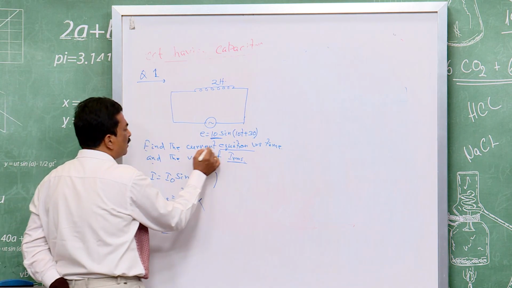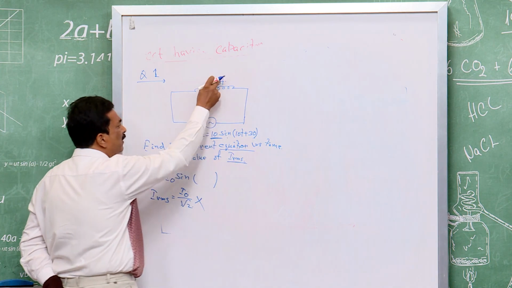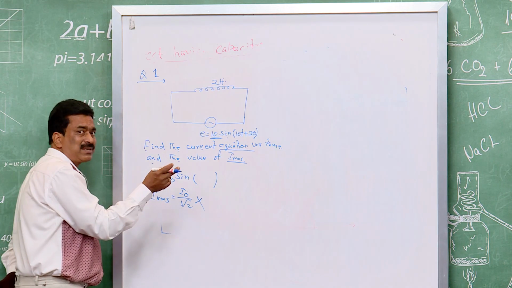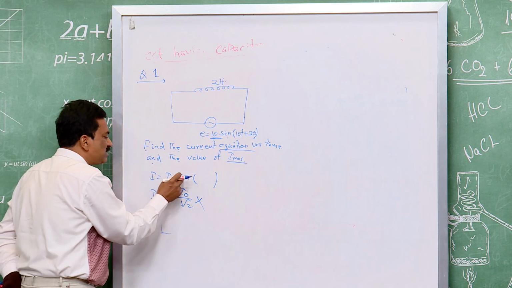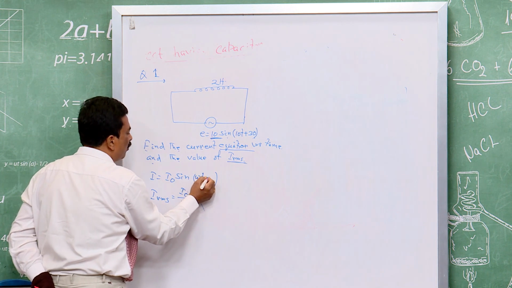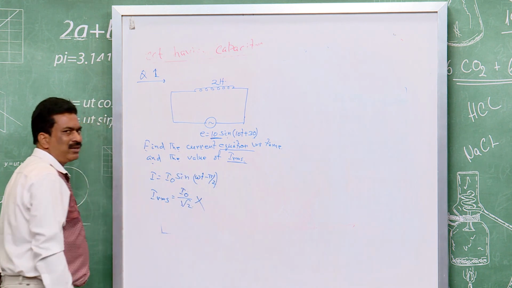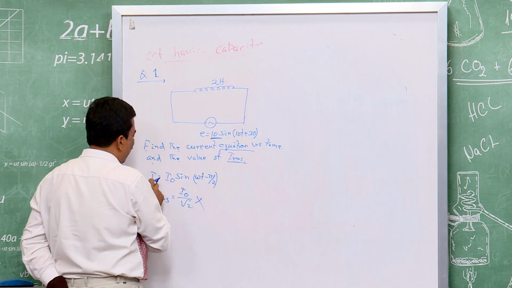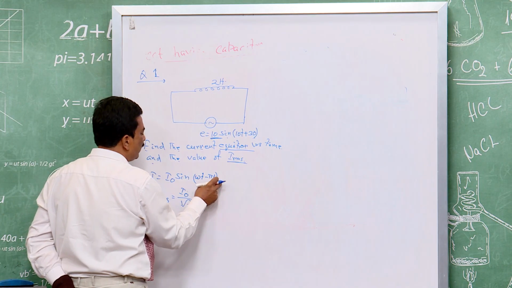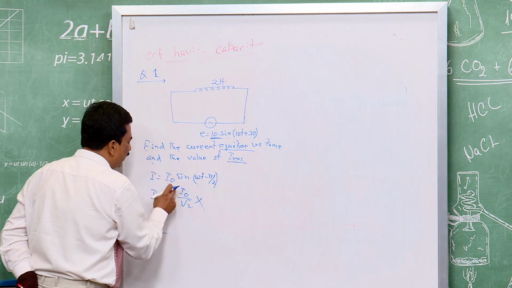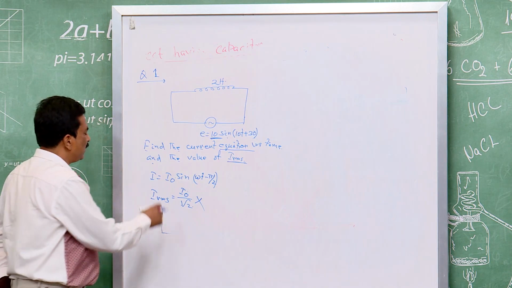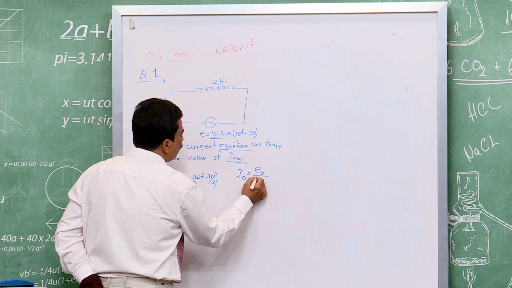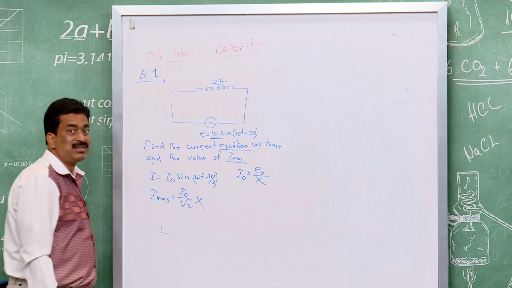Here the question is to find the current equation for the circuit having the inductor. So, when the circuit has the inductor, what is the current equation? As we discussed, I equals I0 sin(omega t minus pi by 2). That is the equation that we know. So, here we have to find the value of I0. I0 is equal to E0 by XL. That is the value of I0.